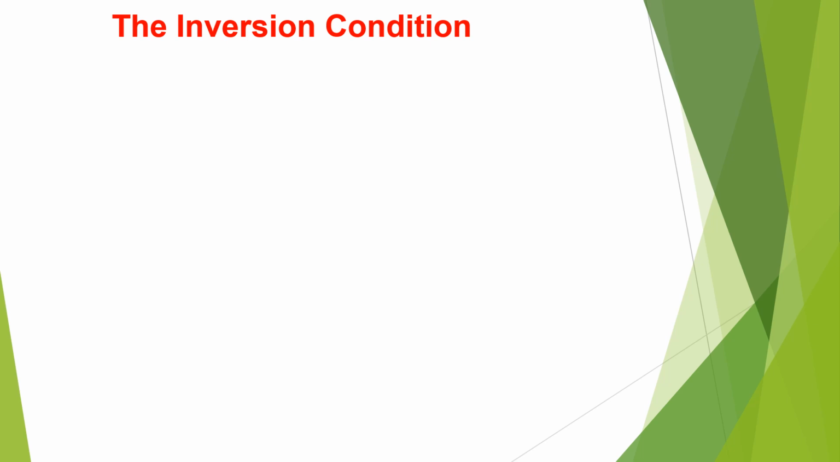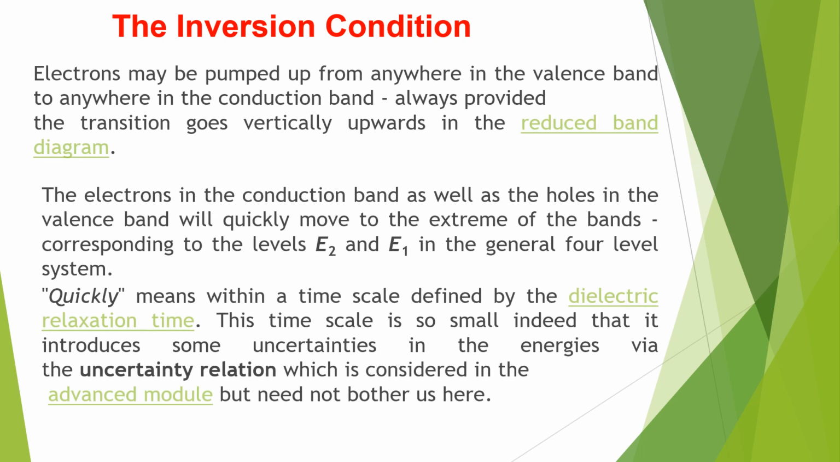The inversion condition in semiconductor lasers can be achieved by obtaining the reduced band diagram. As we have seen in the previous slide, this reduced band diagram enhances the stimulated emission. The electrons in the conduction band as well as the holes in the valence band will quickly move to the extremes of the bands corresponding to the levels E1 and E2 in the general four-level system. Quickly means within a time scale defined by the dielectric relaxation time. The smaller this time is, the more vigorous the action. And this vigorousness is obvious in the reduced band diagram, and it helps to enhance the stimulated emission, which is the basic condition of laser. So this is the inversion condition in semiconductor lasers.